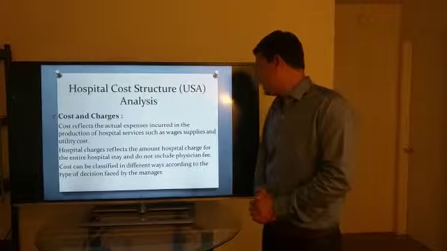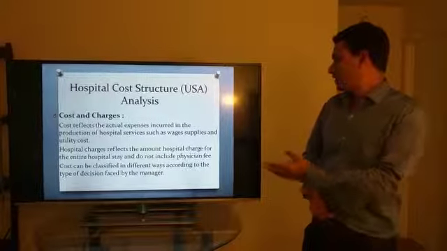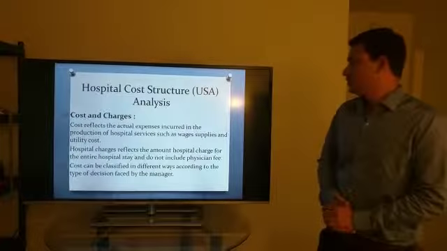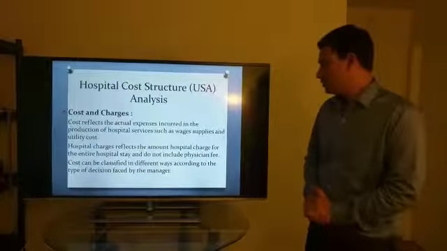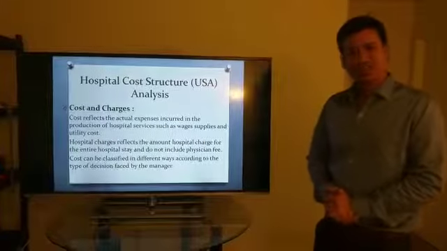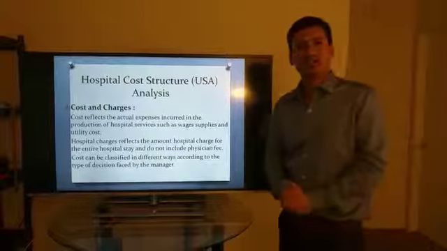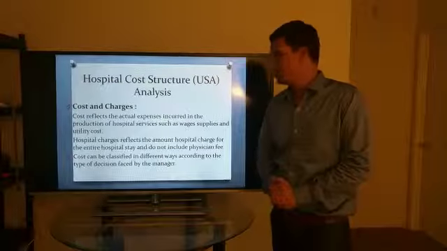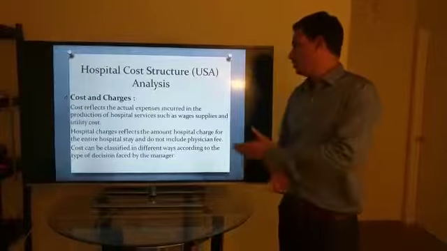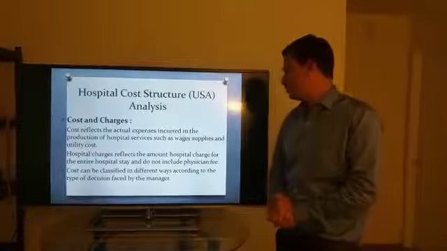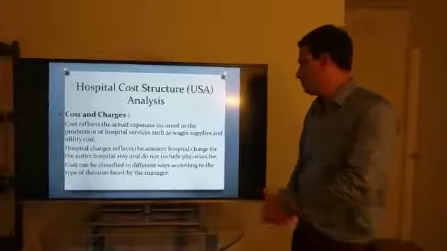Hospital charges reflect the amount the hospital charges for the entire hospital stay and do not include physician fees. So these are the charges. Now costs can be classified in different ways according to the type of decision faced by the management. The management of the hospital may face many decisions, so based on the decisions they face, the management will divide the cost into various classifications.